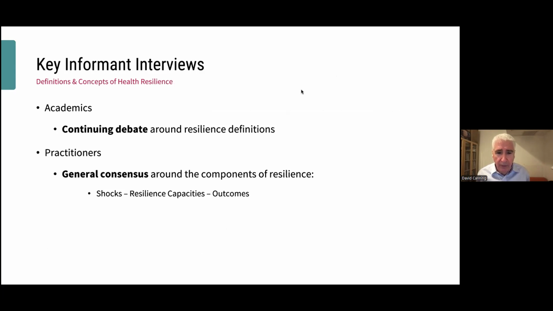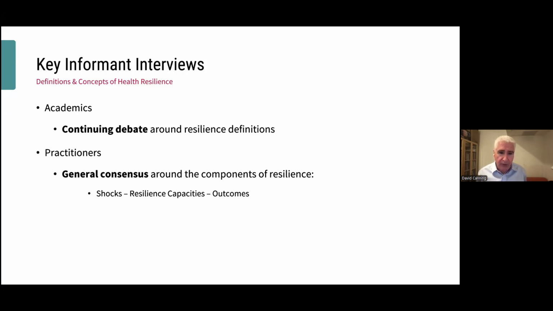I think one of the really important things to come out of the key informant interviews was this split in views between the academics and the practitioners. The academics very much had the view that there's a debate around resilience definitions. The measures are actually complex and difficult, and we don't have a resolution on what the measure should be.